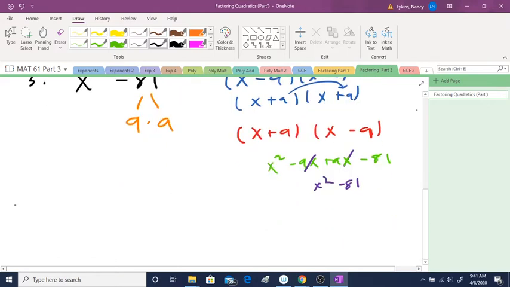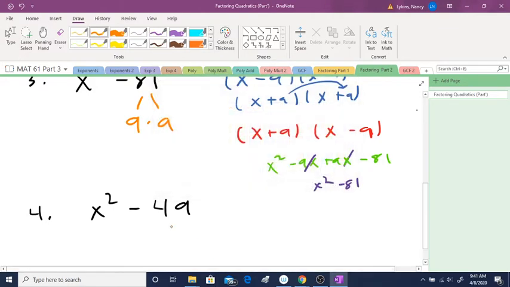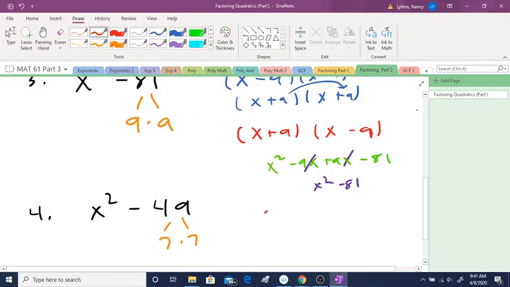We do the same setup if you see a perfect square with nothing in it. Let's take a look at this. So take a moment and see x squared minus 49. Well, that is a perfect square. Since there's no middle term, I know it's going to be x plus, x minus. And it's going to be 7 on both. Plus 7 and the minus 7.